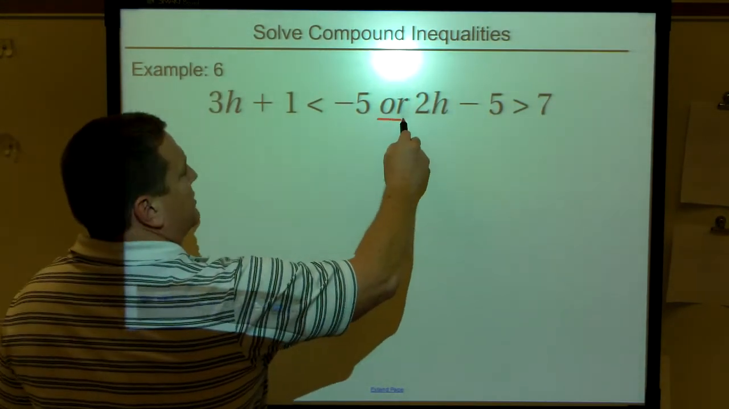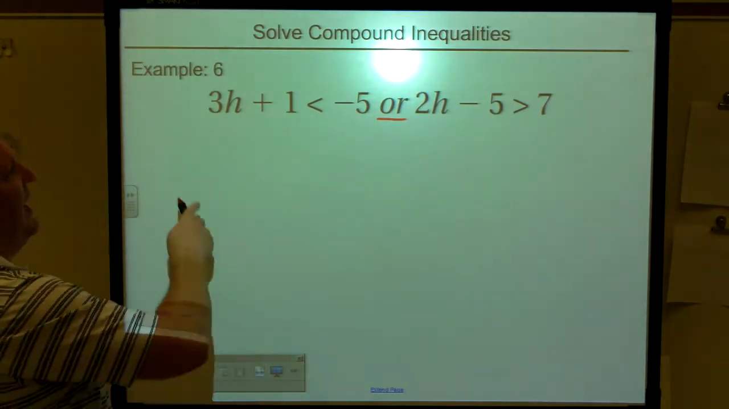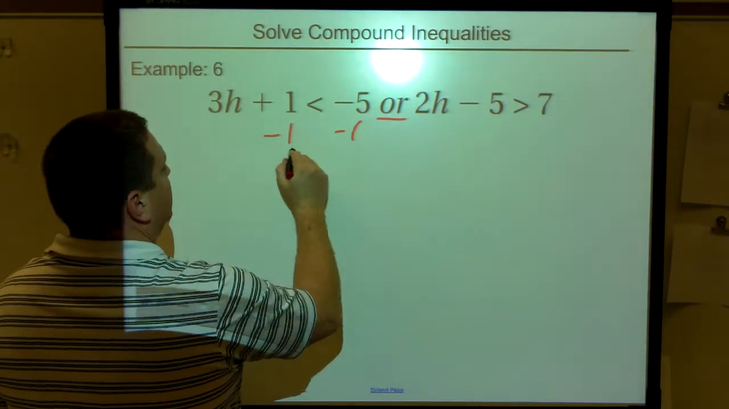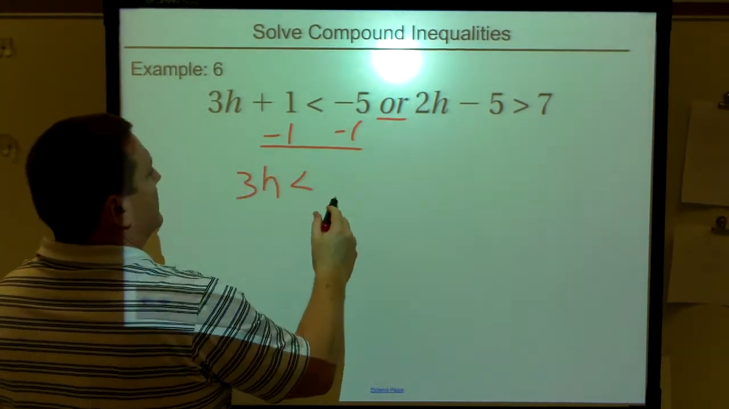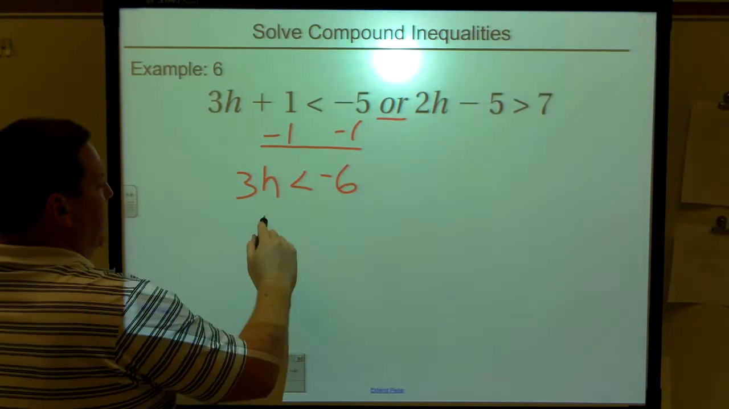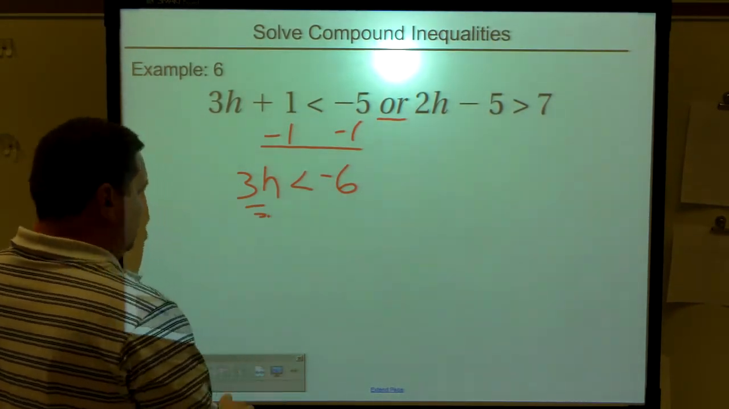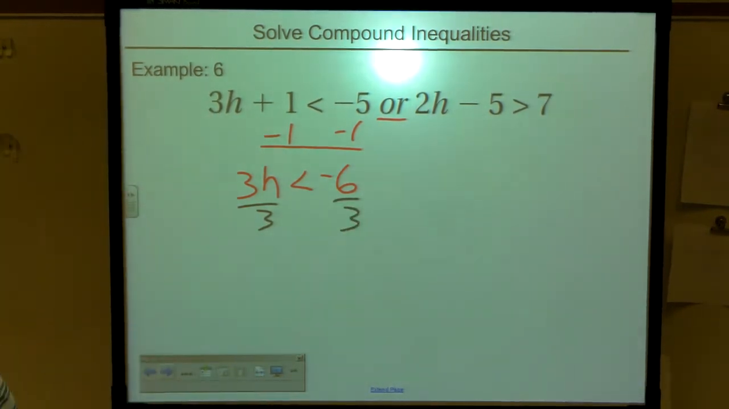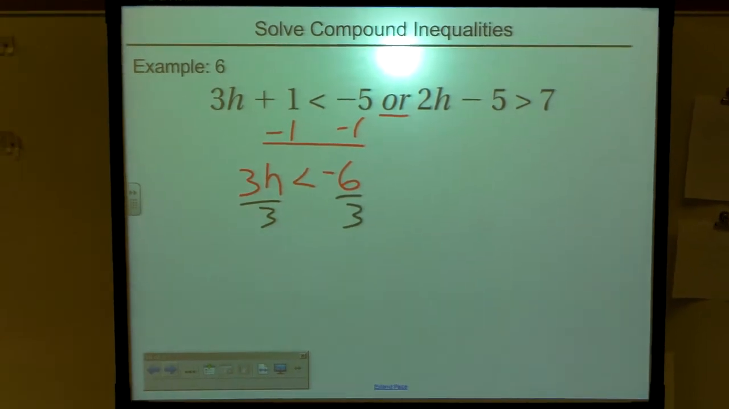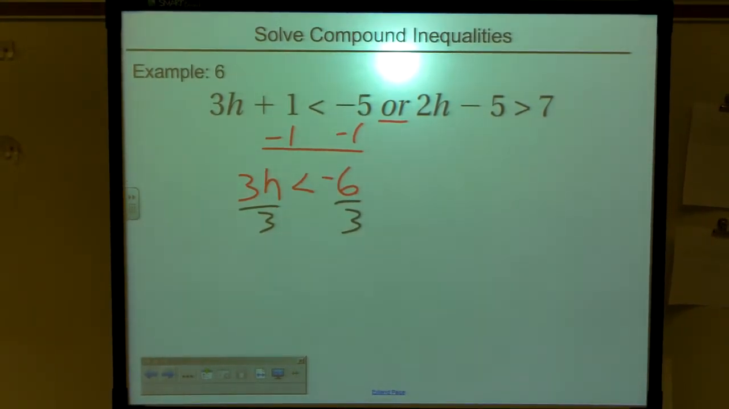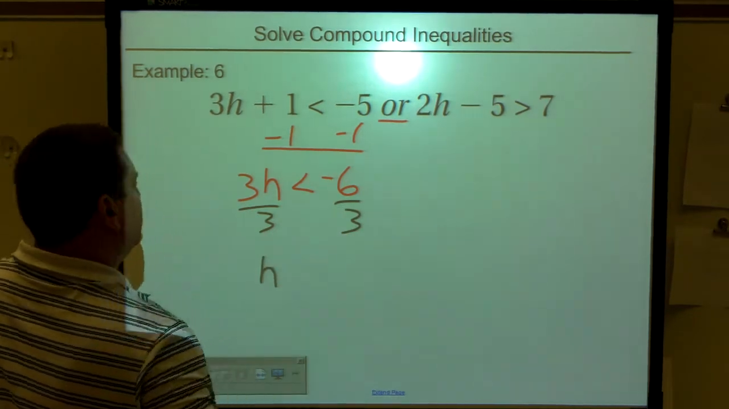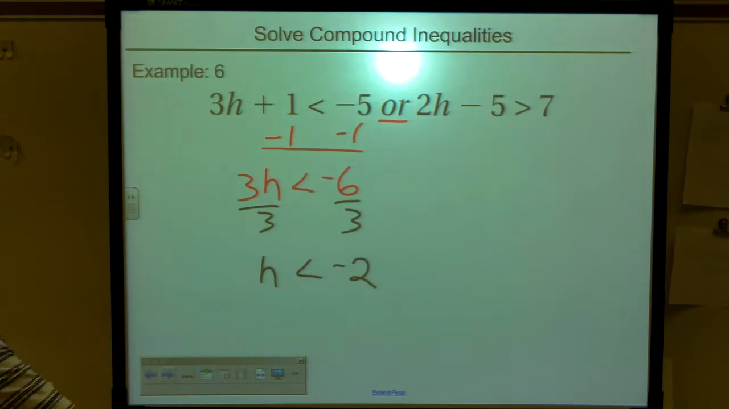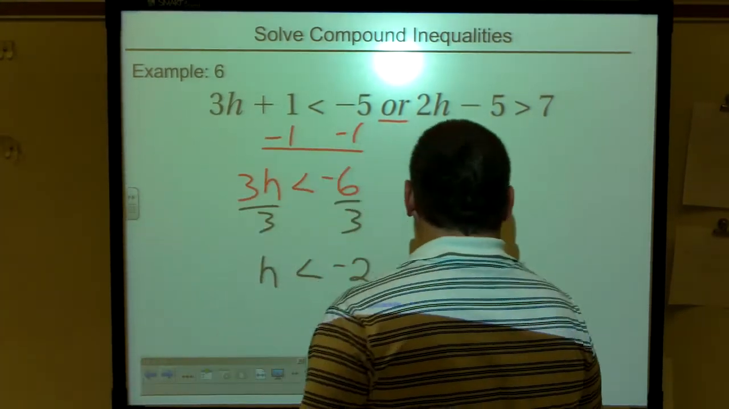Now we're going to solve using or. Since or cannot be written as one statement in between, you have to solve these separately. So we're going to minus 1, minus 1. 3h is less than negative 6. Divide by 3 on both sides. And we end up with h is less than negative 2. That's this side. Now I'm going to go ahead and solve on the right-hand side.